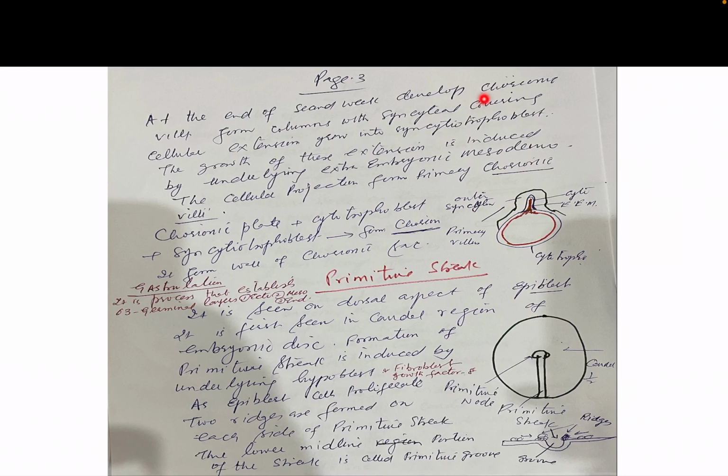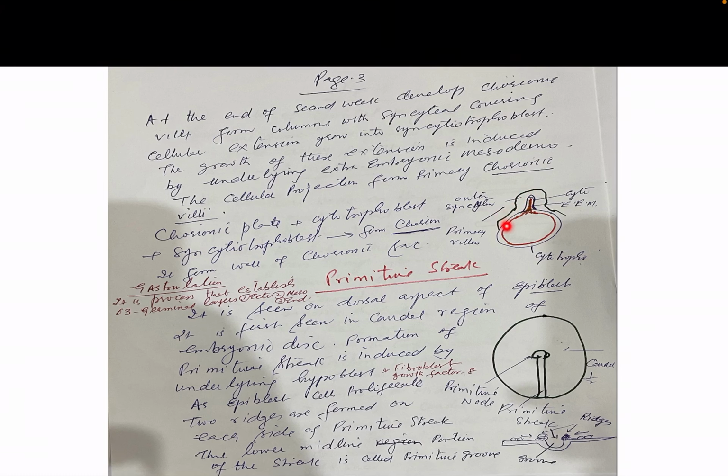At the end of the second week, the chorionic villi develop from columns with syncytium covering the cellular extensions, which develop into syncytiotrophoblast. Now the cytotrophoblast starts proliferating and makes these columns of cells, or projections, especially more at the embryonic pole than the abembryonic pole. This is the cytotrophoblast, which makes a column and projections.